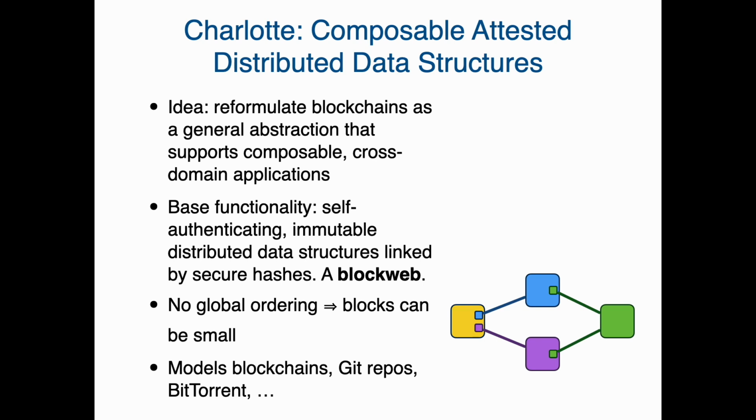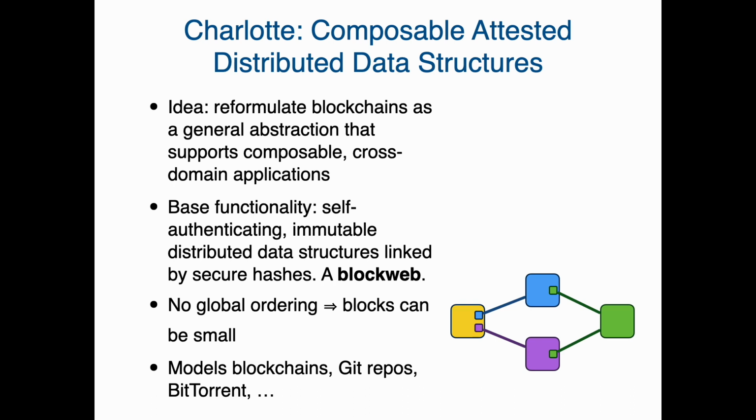So we wanted to sort of reformulate blockchains as a general abstraction that can support these kinds of cross-domain applications, and not only support cross-domain applications, but make them interoperable and composable. So in our setting, some of these applications actually include blockchains. So we can build a version of, say, Bitcoin inside of Charlotte or on top of Charlotte. So it's kind of a proto-blockchain, if you will, something that's a lower level abstraction that you can build other things on top of.